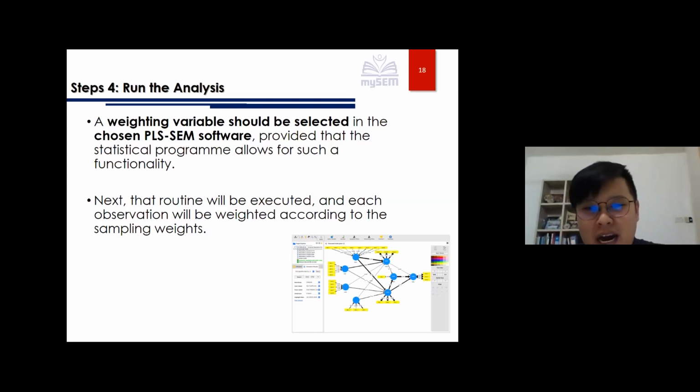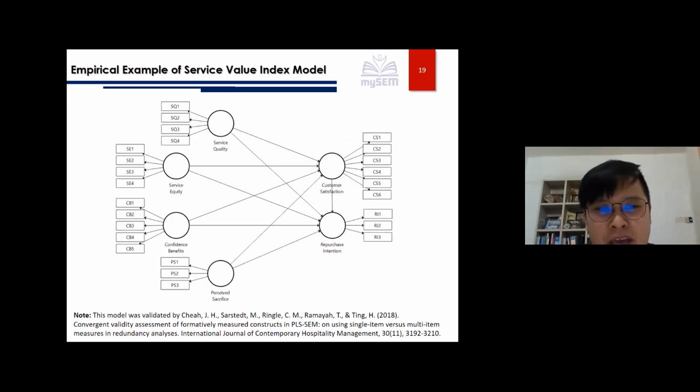So therefore, we have a paper that provides guidelines. I think the guidelines sound simple, but I hope this guideline will also help you to understand better about this WPLS. In the guideline of this paper, which was published, I use a model from another paper, International Journal of Contemporary Hospitality Management. This is a model that we have published before.